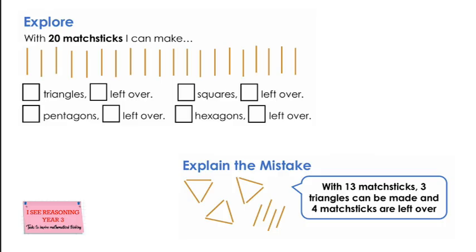And actually, this one really comes from some of the examples in IC Reasoning Year 3, where I've given children a certain number of matchsticks. So, for example, giving children 20 matchsticks, and then figuring out how many 3s can you make with 20 matchsticks, or how many triangles, how many 4s can you make, or how many squares, and so on. And then, say, explain the mistake examples. With 13 matchsticks, 3 triangles can be made and 4 are left over, and realizing I could make another triangle with 3 of those 4 leftover matchsticks.